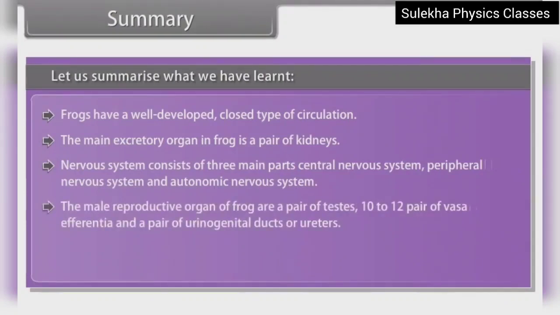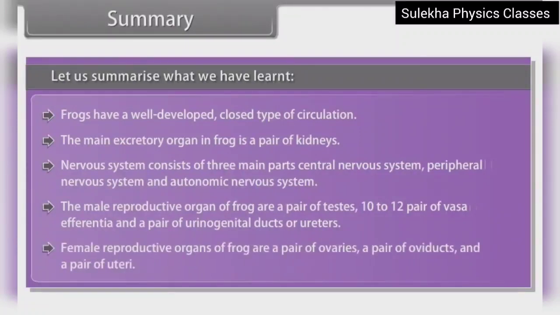The male reproductive organs of frog are a pair of testes, 10 to 12 pairs of vasa efferentia, and a pair of urinogenital ducts or ureters. Female reproductive organs of frog are a pair of ovaries, a pair of oviducts, and a pair of uteri.